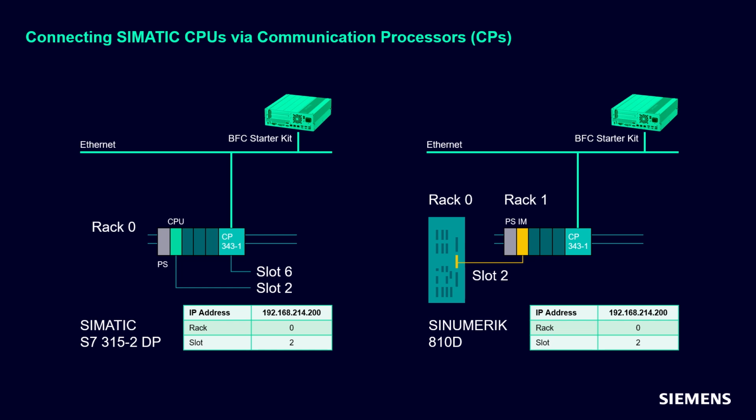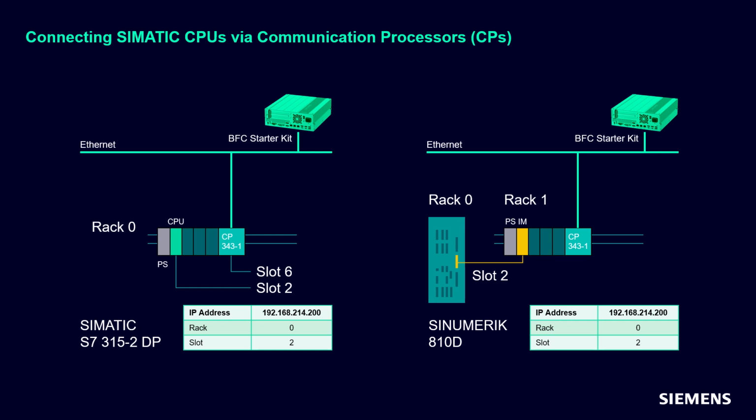The same thing applies if you have the CP343-1 on rack 1 and want to connect to a CPU using an interface module, like in the second case, with a Sinumerik 810D controller. Other or newer controllers like S7-1200 or 1500 might accept rack 0 and slot 0 or slot 1, even if the CPU is on a different slot.